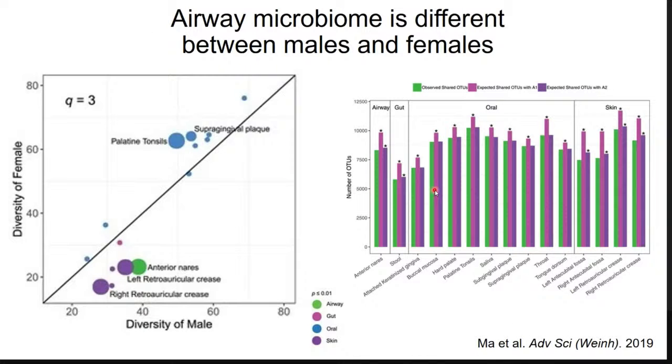This is a human microbiome study which showed that the airway microbiome is different in men and women. The green dots are the airway microbiome. Men here have a more diverse microbiome than women. This figure also showed that they observed more different bacterial species between males and females.